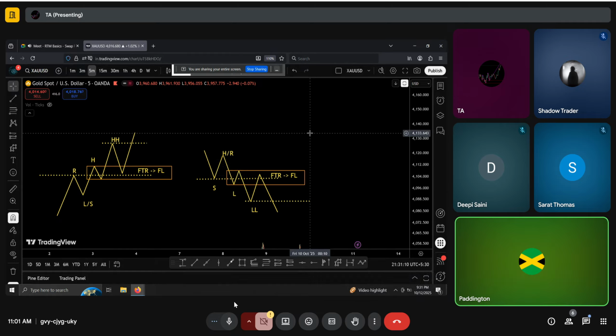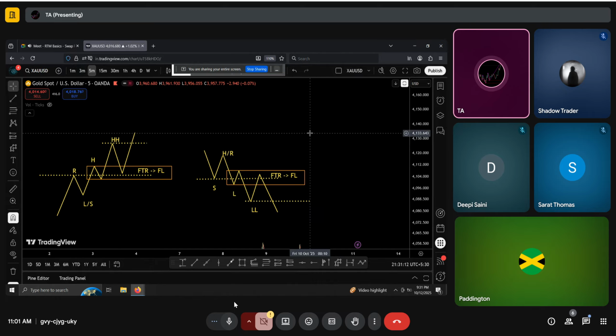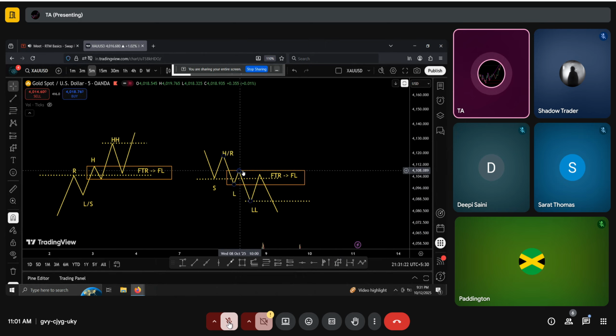Yes, it can hit FL level hundreds of times, thousands of times, doesn't matter. This is valid FL until it is broken to the upside, right? This upside level, it is the box. It has a lower level and an upper level, right? This should be broken to the upside to make it invalid or swap it.